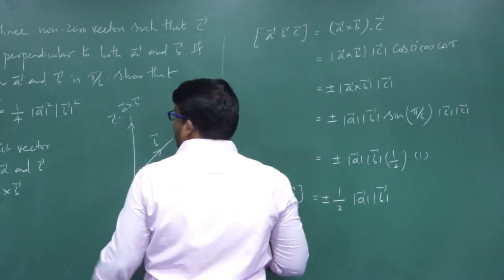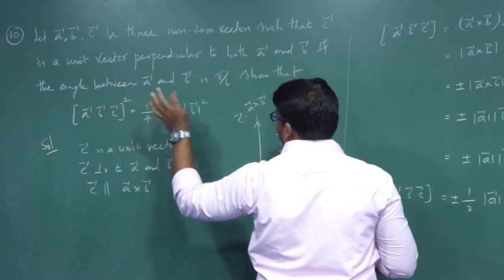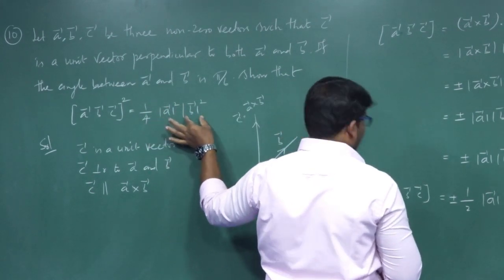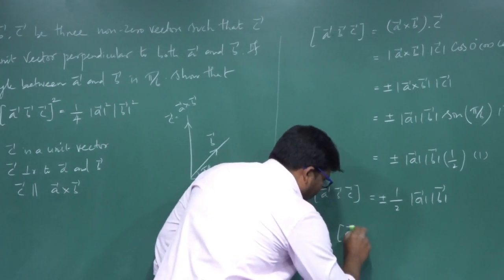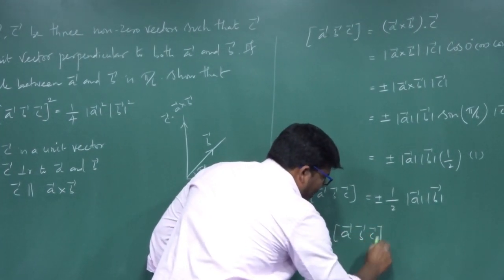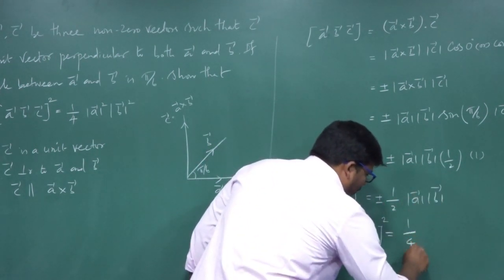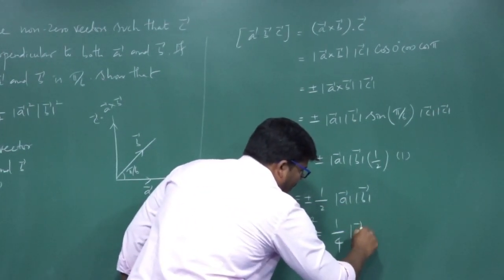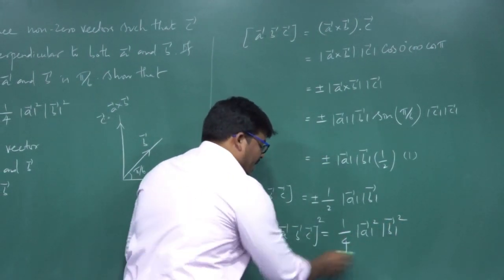Now prove the result. Box product of A vector, B vector, C vector whole square equals 1 by 4 modulus of A vector square, modulus of B vector square. Now squaring, box product of A vector, B vector, C vector whole square equals the square of the value, 1 by 4 modulus of A vector square into modulus of B vector square. Hence it is solved.